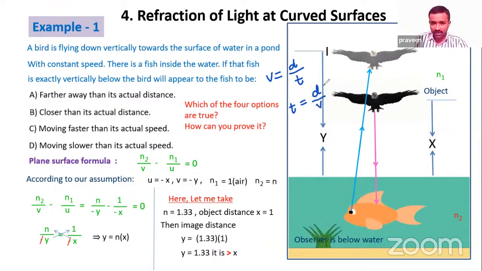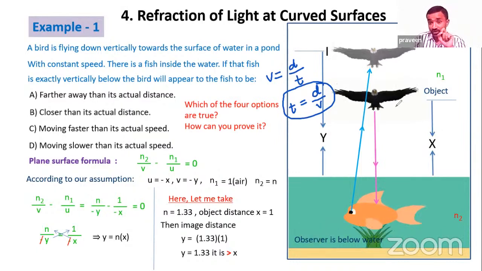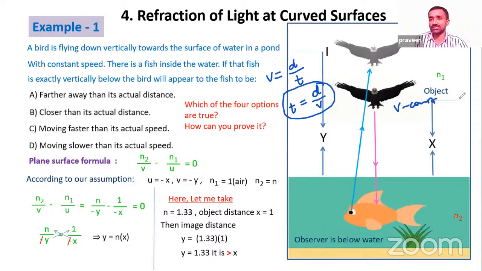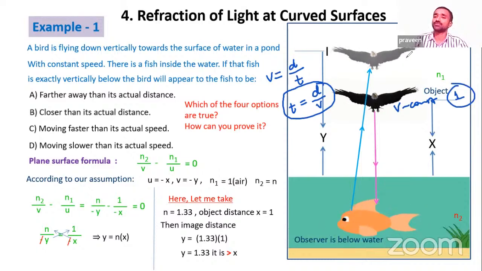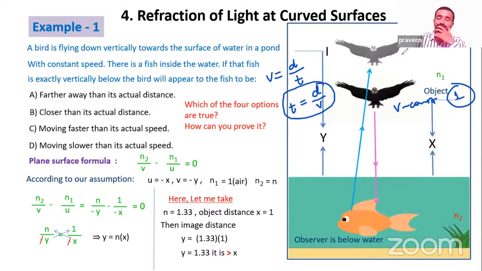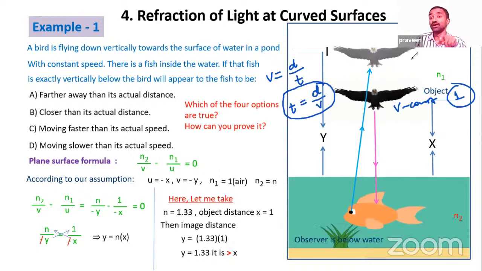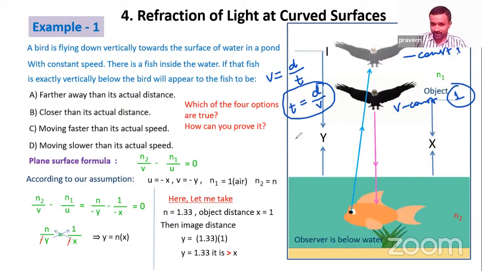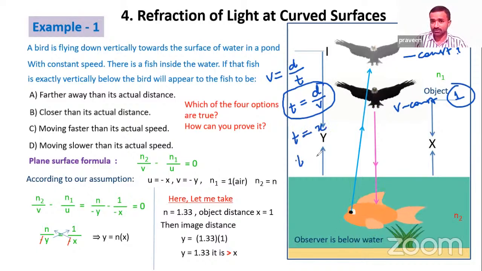Now come to the topic: the bird moving with a constant velocity, suppose taking it as 1. Then for the distance, will it take more or less time? So more distance, more time you will get. If we assume the image also moves with constant speed 1, what happens? Here you will get t equal to x and t equal to y.